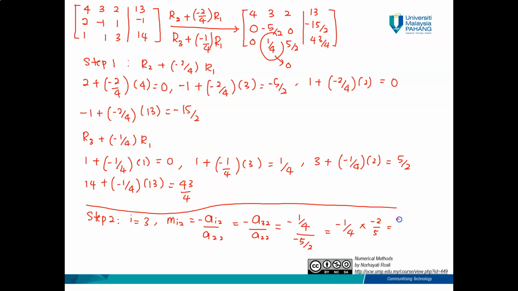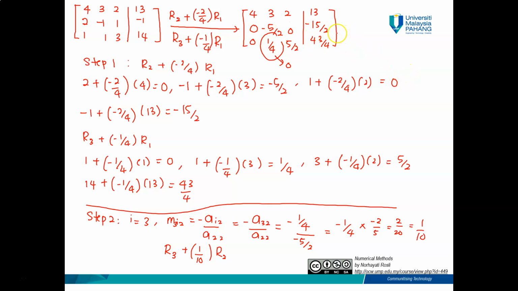That is equal to 2 over 20, which is equal to 1 over 10. So now our row operation formula: we want to change row number 3 plus this multiplier, that is plus m32. So we have here R3 plus 1 over 10 times R2. What we did here now, we will continue from here.